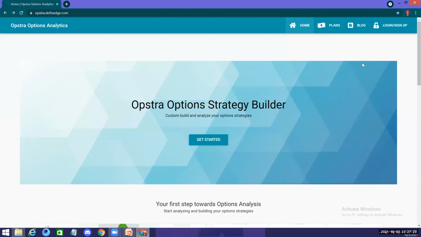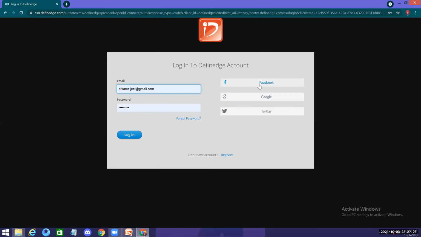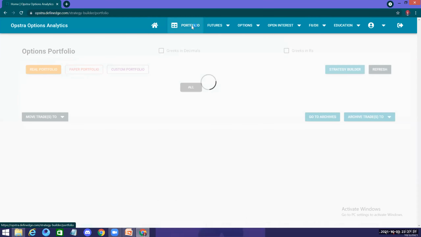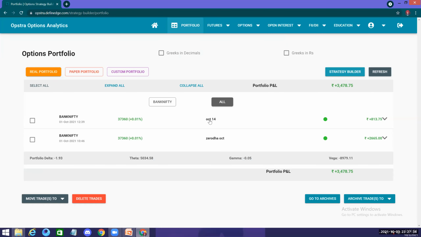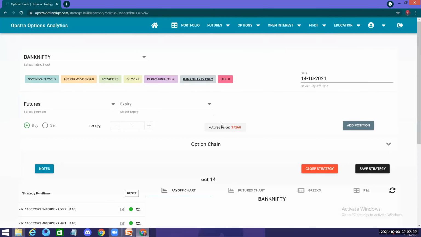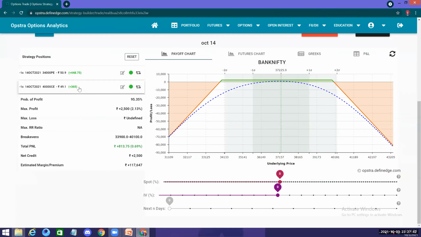Now this is the Opstra site. You can see for yourself. I log in with my Google account. And what does it show me? Now you see, this is a strategy for October 14th I have made. I entered by selling a put at 50 rupees, and an equally priced call option was sold for the same expiry. Now this was a 34,000 PE and a 40,000 CE.